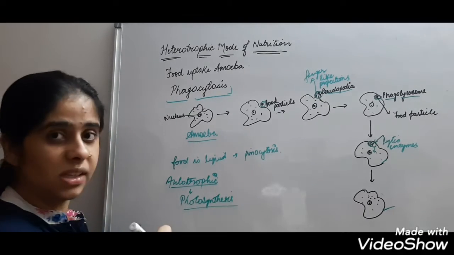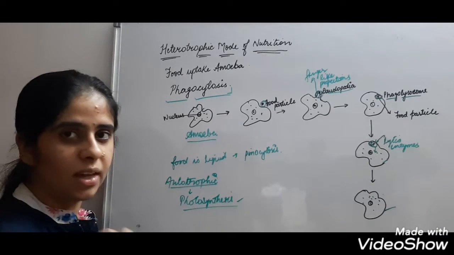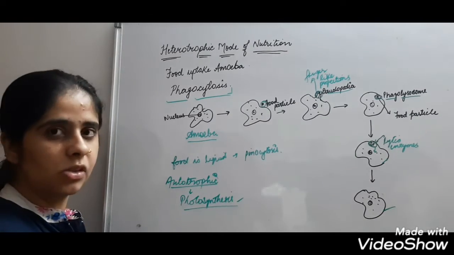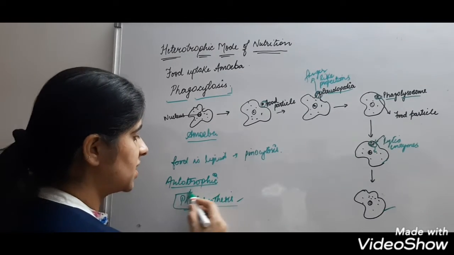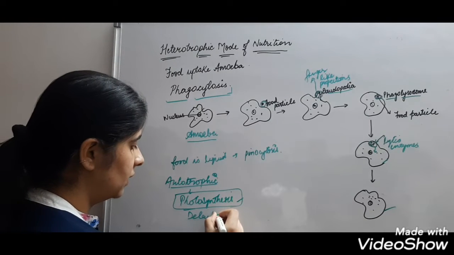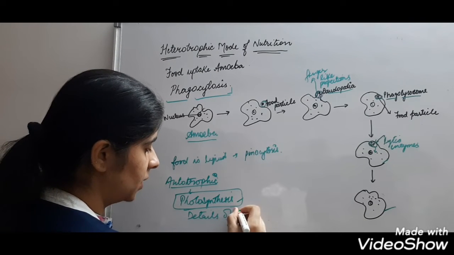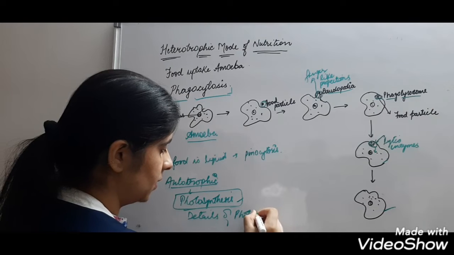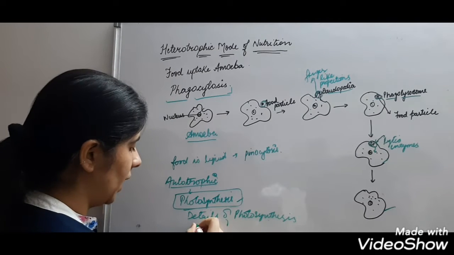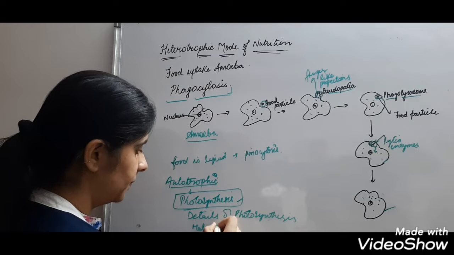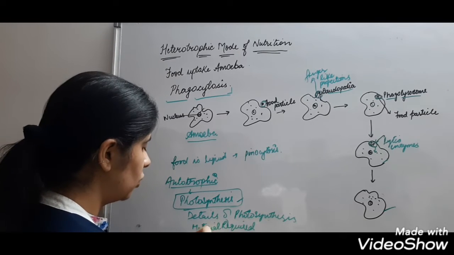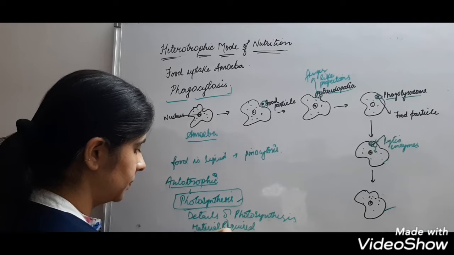What is photosynthesis? The process by which organisms make their own food with the help of water and chlorophyll in the presence of sunlight is known as photosynthesis. Then we did the details of photosynthesis, in which we covered the material required and the process of photosynthesis.